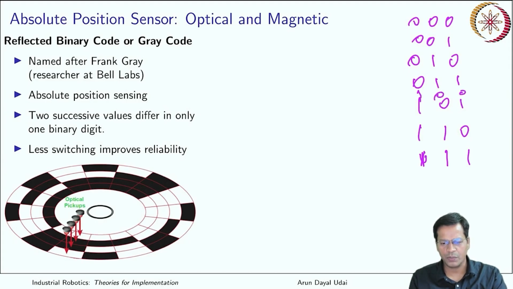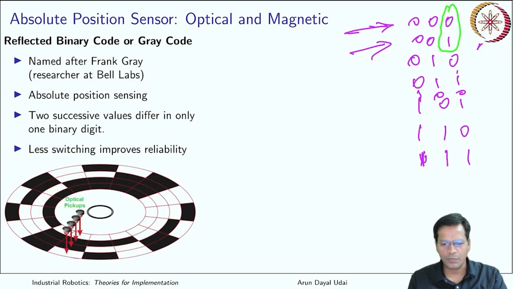That is 1, 0, 0 here. Then this. So 1, 2, 3, 4, 5, 6, 7, 8. So 2 to the power 3, that is 8 independent values you can store. So what you see here is at a particular location, if you code your disk like this, from here to here, just one bit is changing. You see, just one bit is changing.